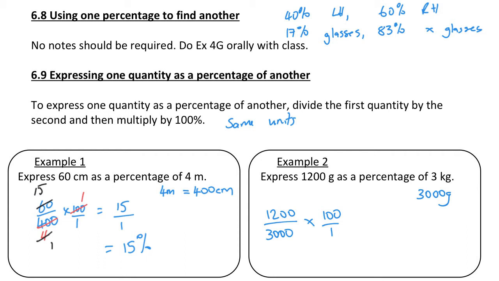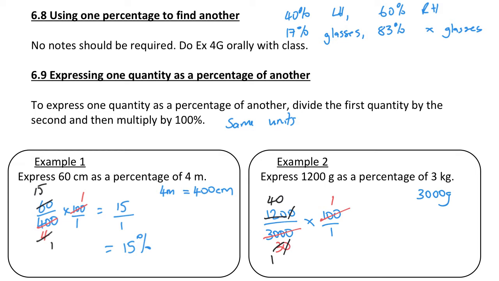So we're looking to see where we can cancel. We can divide 3,000 and 100 by 100 to leave 1 and 30. And then the 1,200 and the 30. So we could divide 30 by 10 first of all, and that would leave 120 and 3. And then we can divide 120 by 3 to leave 40 and 1.